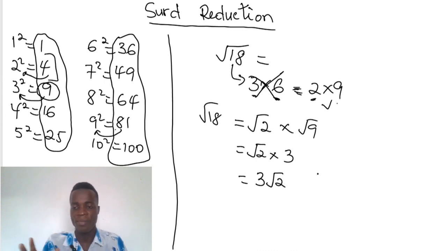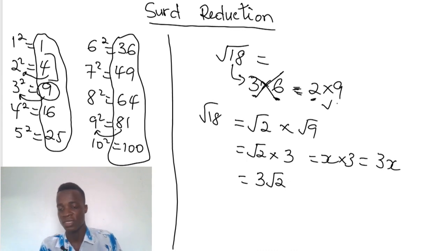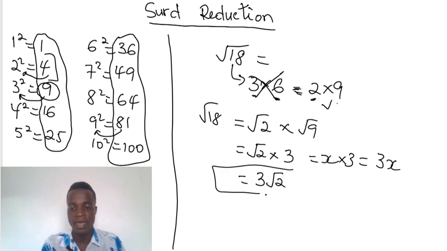The whole numbers are always at the front, just like when you have x times 3, you basically write 3x. So it's best to put the numbers in front of the variable, or here, in front of the square root. So this is the answer for square root of 18.